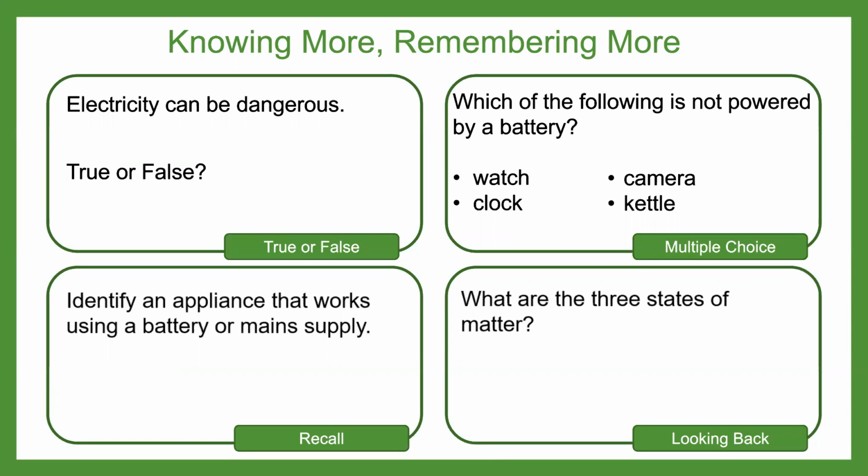Question 3, identify an appliance that works using a battery or main supply. Pause the video and answer that question. And question 4, what are the 3 states of matter? Again, pause the video and answer that question. If you need some more time, you can pause the video and get your answers down.